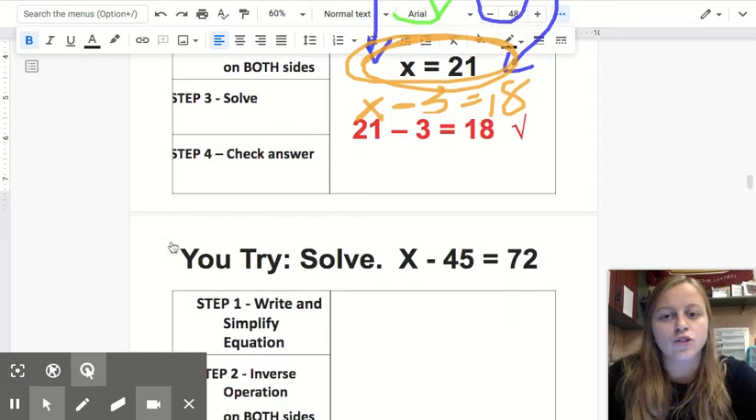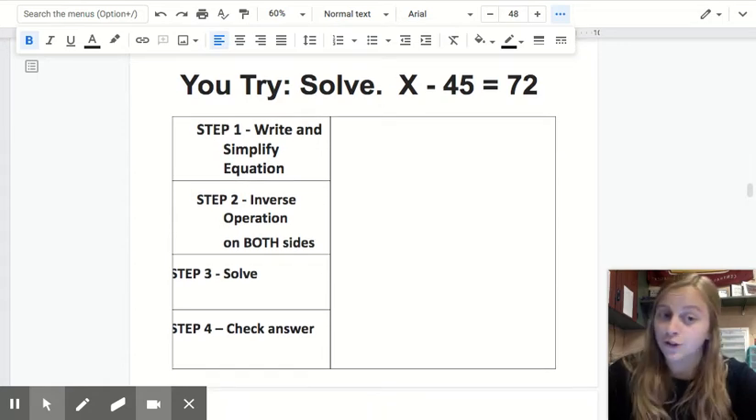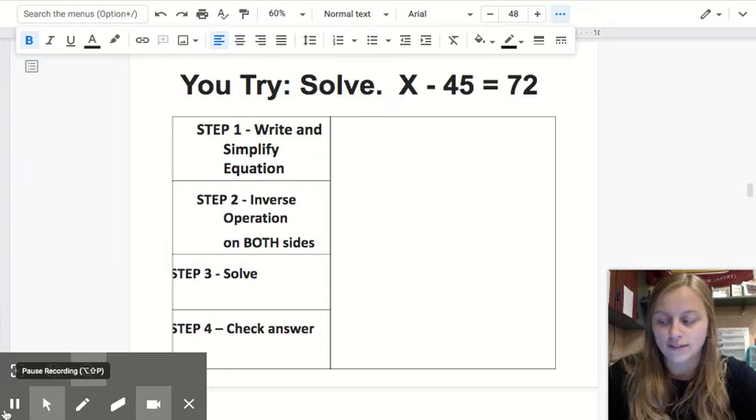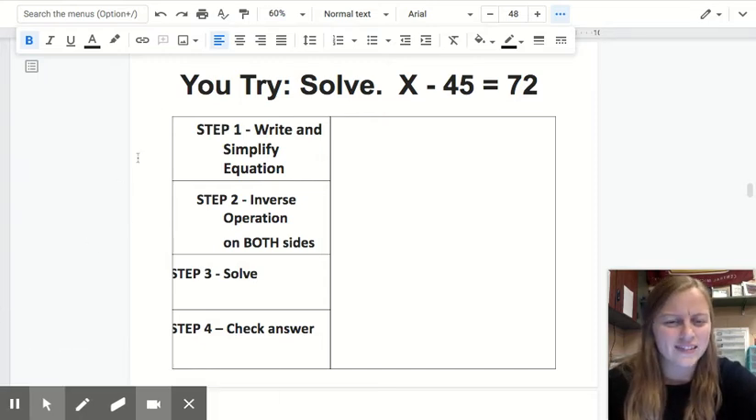Let's go ahead and you try this one in your notebook. Make sure you show those inverses on both sides. We'll pause the video while you work. All right, let's go over this.